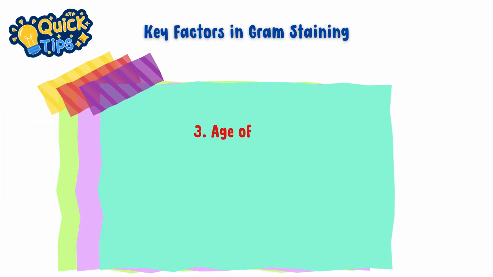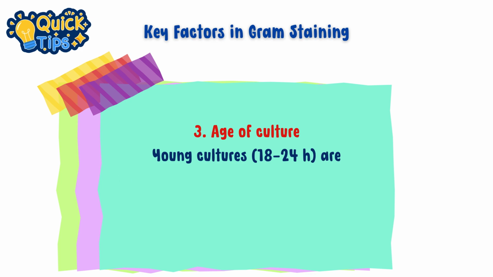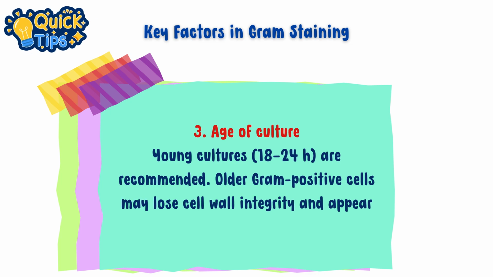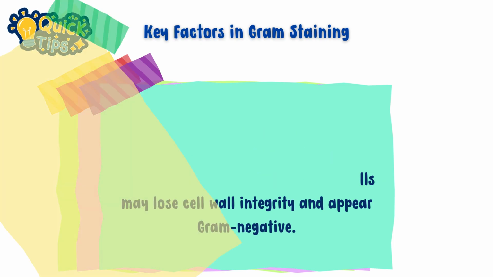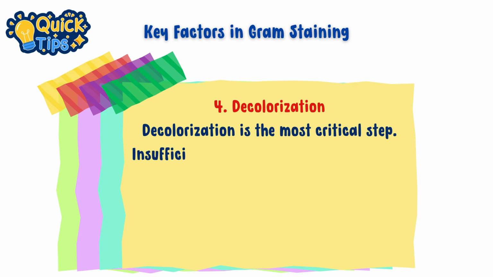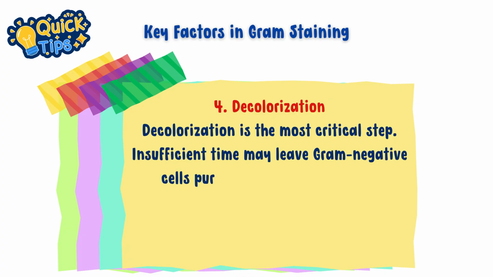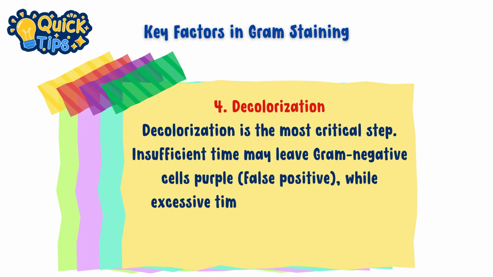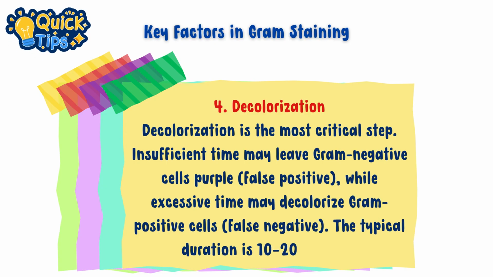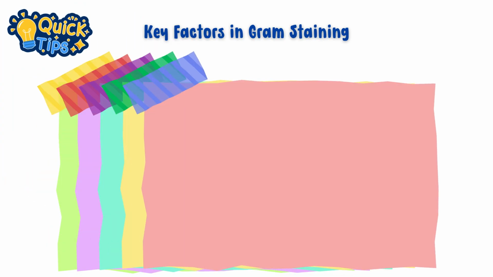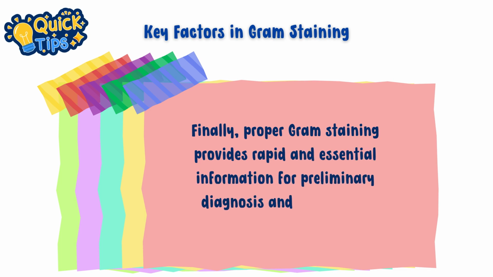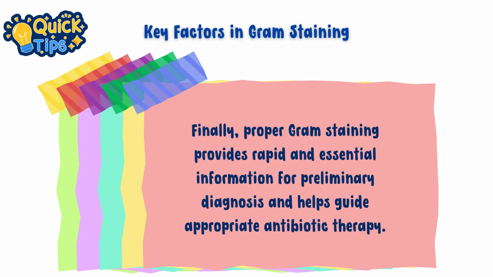3. Age of culture. Young cultures, 18 to 24 hours, are recommended. Older gram-positive cells may lose cell wall integrity and appear gram-negative. 4. Decolorization. Decolorization is the most critical step. Insufficient time may leave gram-negative cells purple, false positive, while excessive time may decolorize gram-positive cells, false negative. The typical duration is 10 to 20 seconds. Finally, proper gram staining provides rapid and essential information for preliminary diagnosis and helps guide appropriate antibiotic therapy.